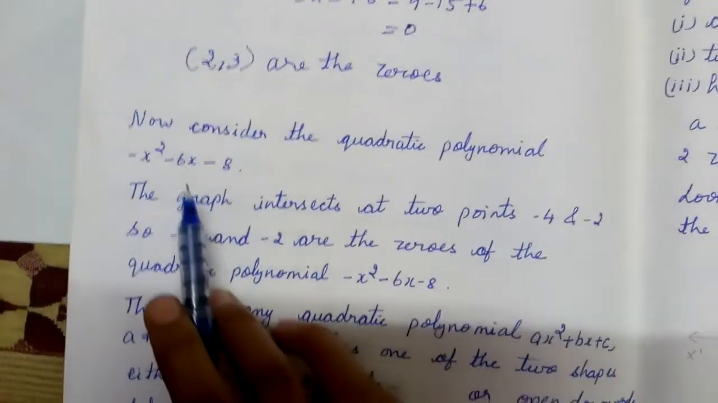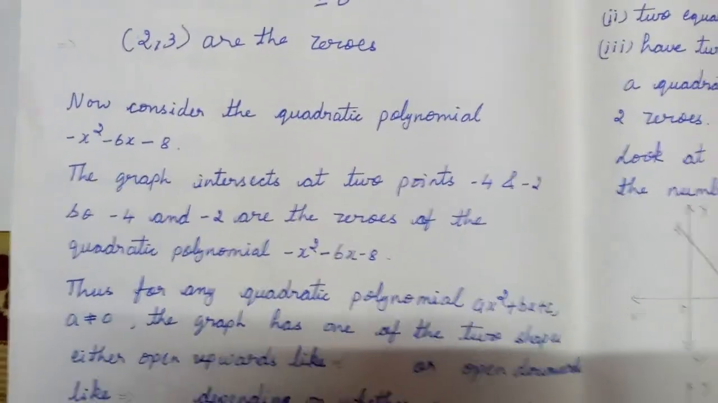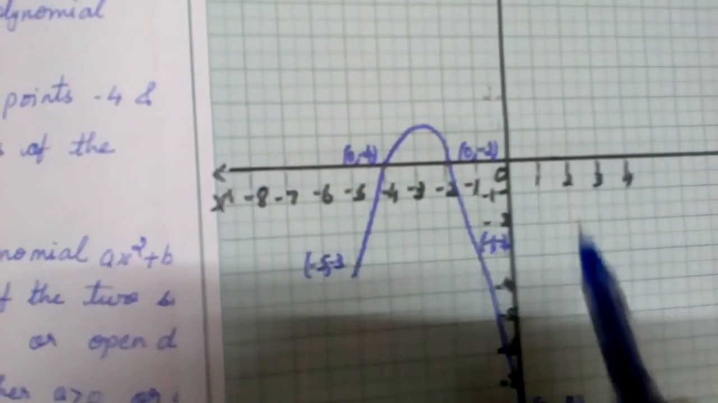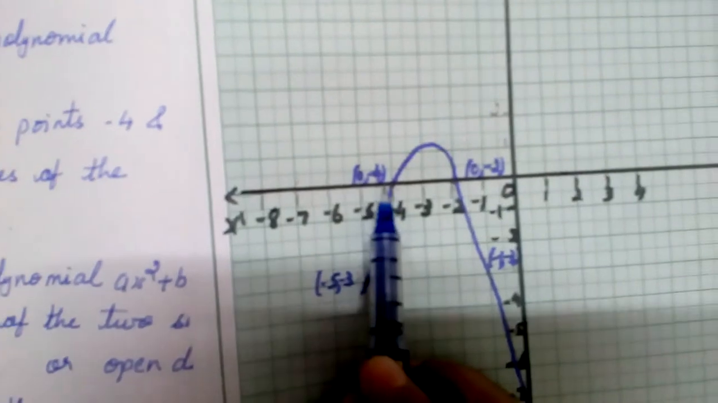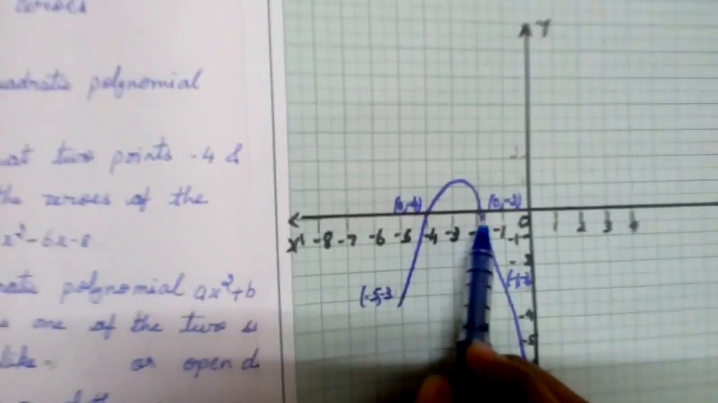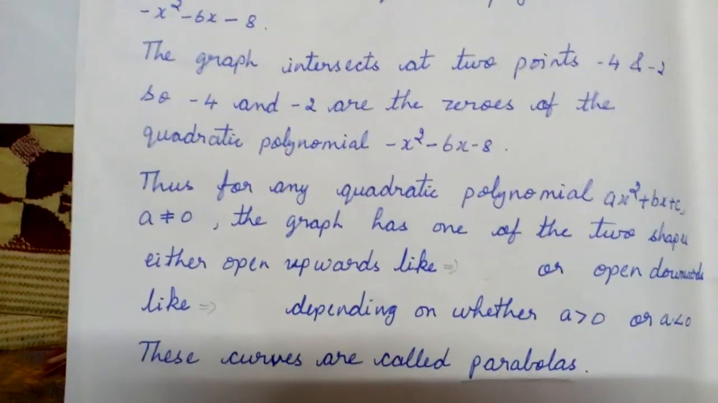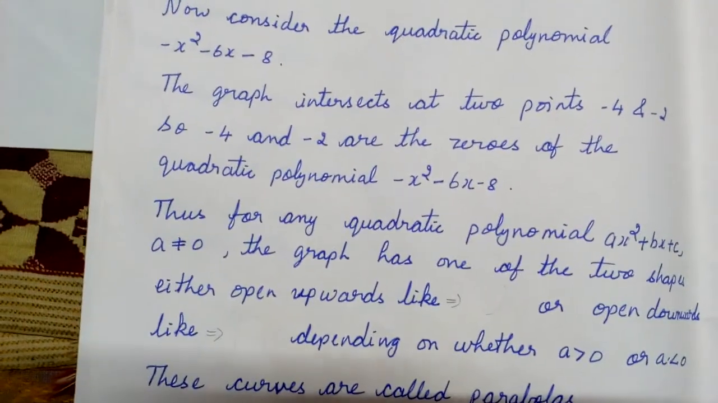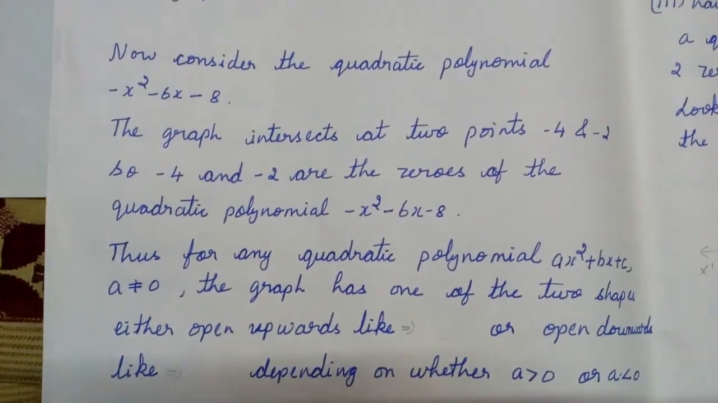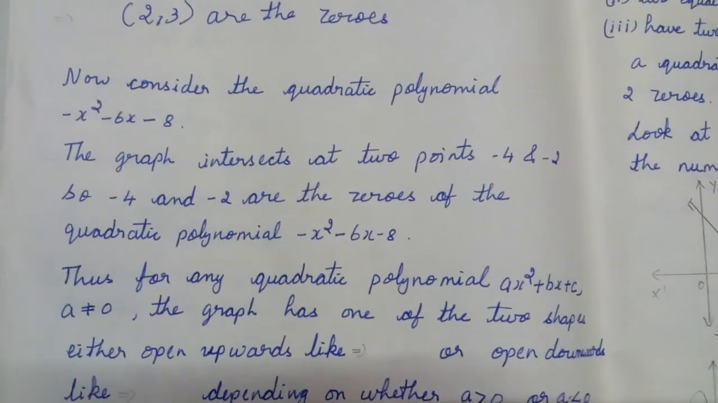Now consider the quadratic polynomial minus x square minus 6x plus 8. Similarly, plotting the graph for this polynomial, you get a curve like this. From this you can see the x-coordinates are minus 4 and minus 2. So the zeros of this polynomial are minus 4 and minus 2. We can understand that the zeros of a polynomial are nothing but the x-coordinates of the points where its graph meets the x-axis.